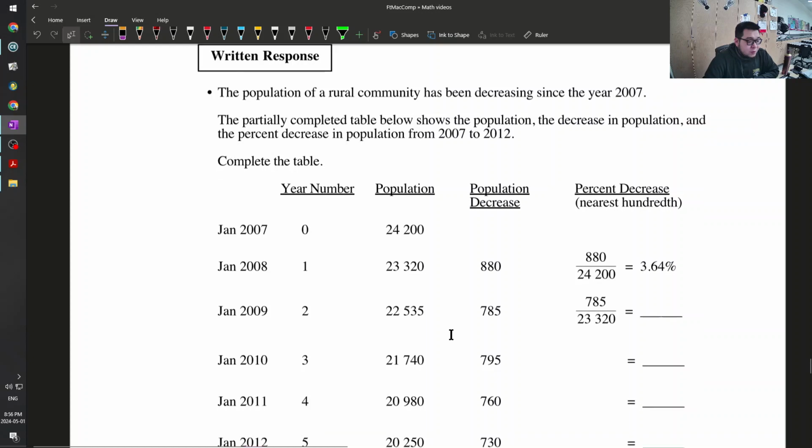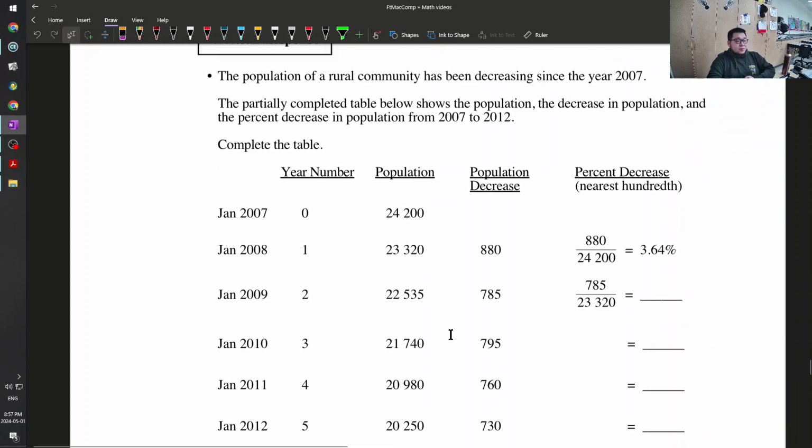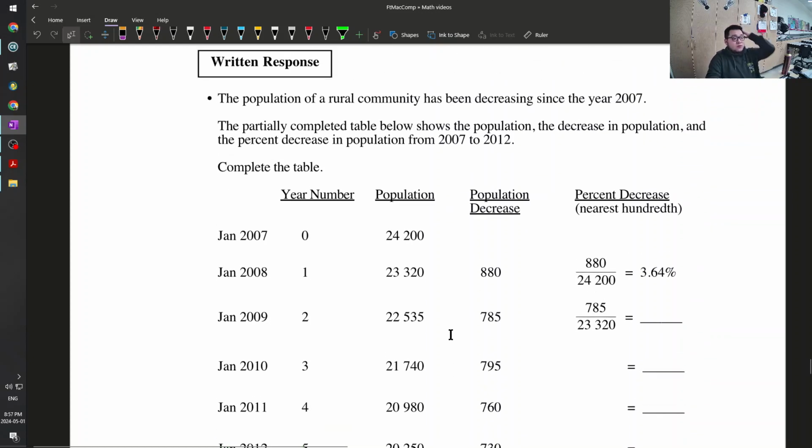Okay, written response. The population of a rural community has been decreasing since the year 2007. The partially completed table below shows the population, the decrease in population, and the percent decrease in population from 2007 to 2012. Okay, complete this table.